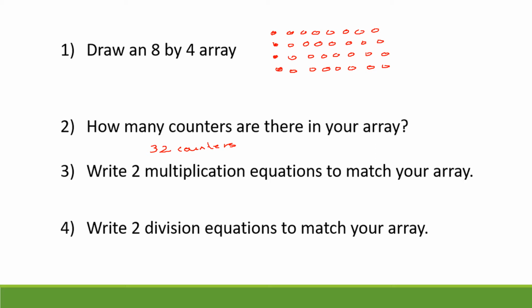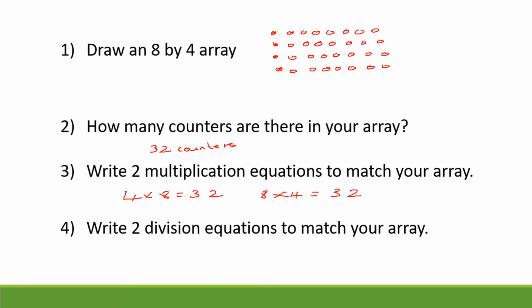Now then, write the 2 multiplication equations to match the array. We can see that there are 4 groups of 8. So 4 times 8 equals 32. We can see 8 four times. So let's write 8 times 4 equals 32.